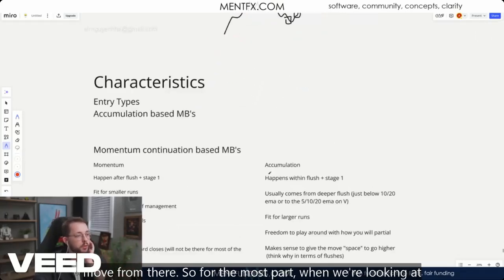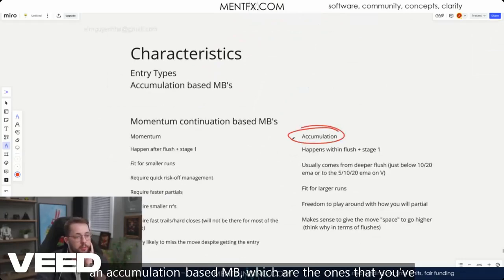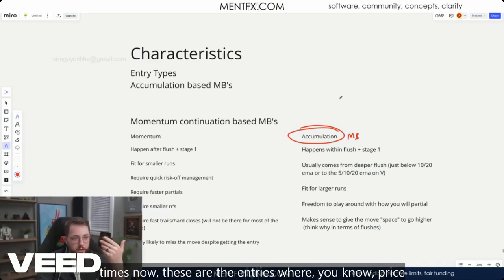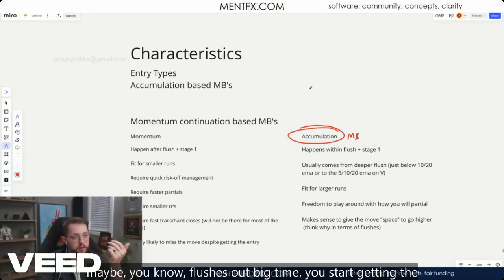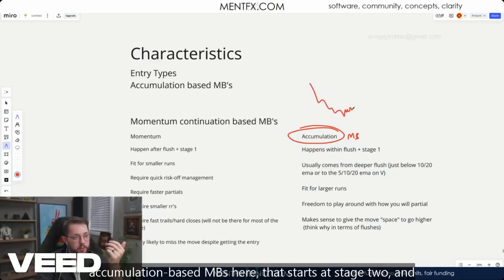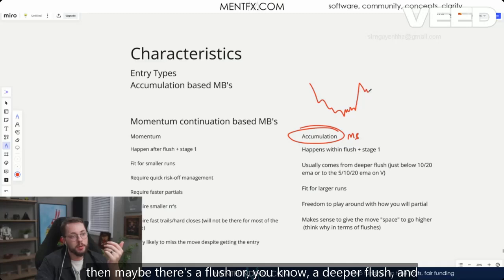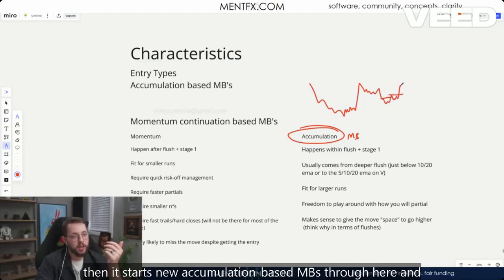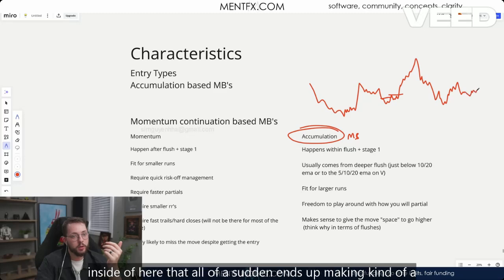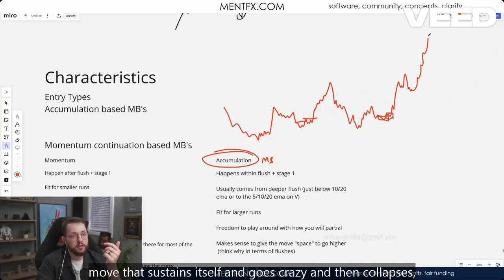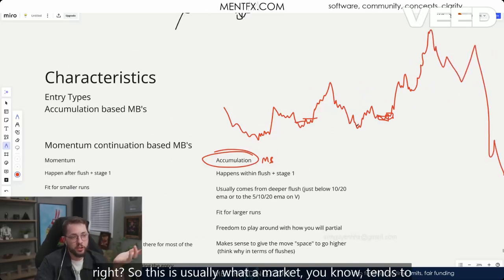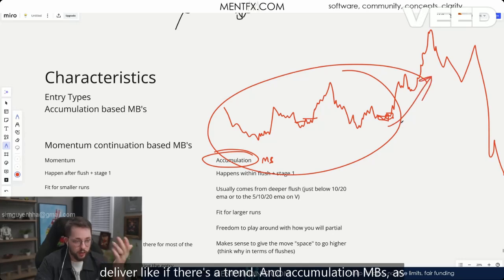So for the most part, when we're looking at an accumulation-based MB, which are the ones that you've seen me look at a number of times now, these are the entries where price maybe flushes out big time. You start getting the accumulation-based MBs here. That starts stage 2, and then maybe there's a flush or a deeper flush, and then it starts new accumulation-based MBs through here and starts making a move. Maybe another flush. Maybe it flushes out big time, and then maybe you get a move inside of here that all of a sudden sustains itself and goes crazy and then collapses, right? So this is usually what a market tends to deliver if there's a trend.